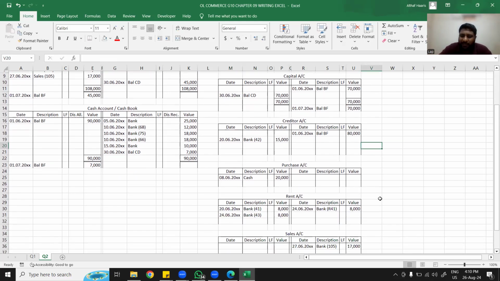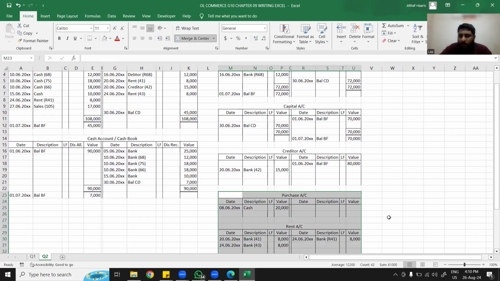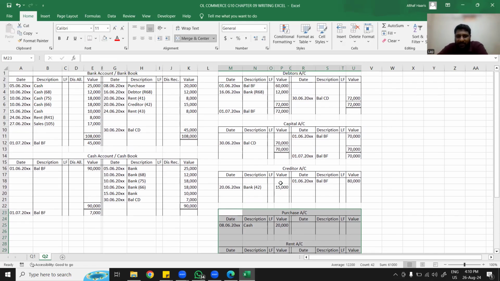And do only the creditors account, people. Because these are the items directly will go to the trial balance, people. Income and expenses, no need, just balance the assets and liabilities only.